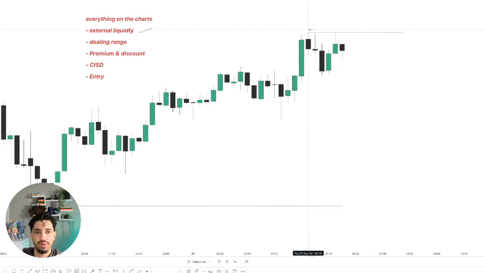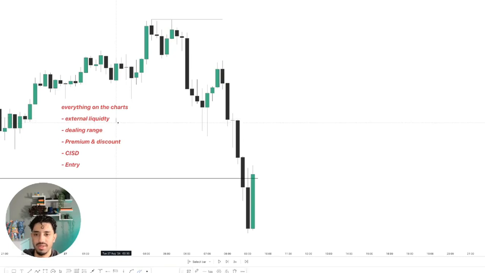And what are we waiting for now? We are waiting for the market to take out one side of the external liquidity. So once we take out the external liquidity, we will look at our premium and discount. Then we can look for a change in the state of delivery. Then we can enter inside of the market. So before we do all of that, we are waiting for the market to take out one side of the external range, so this high or this low. Okay, so as you can see, we take out external liquidity. So we take out this low.